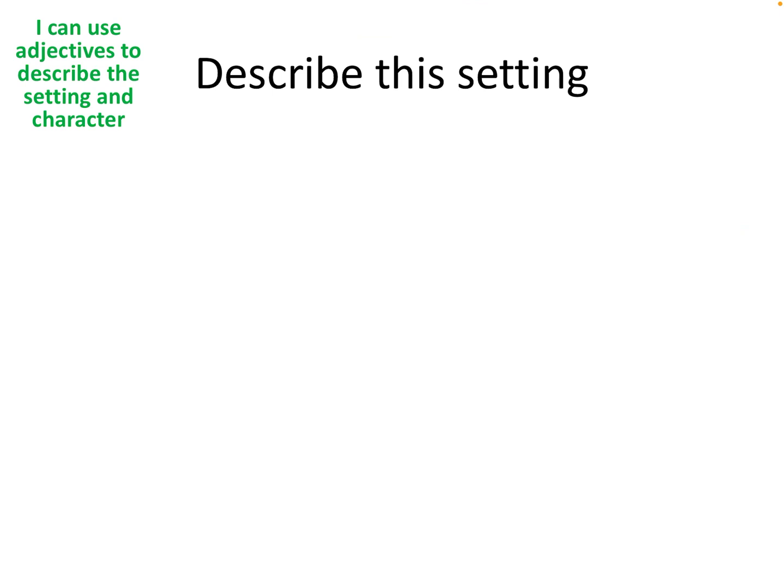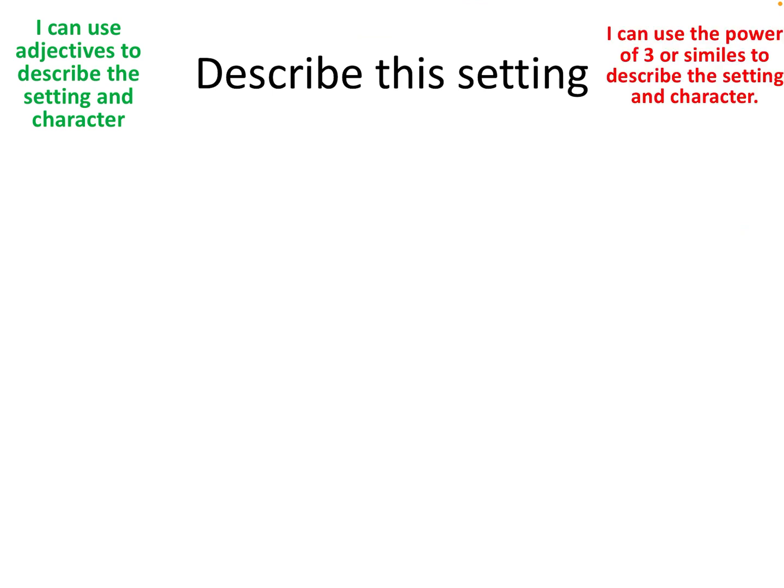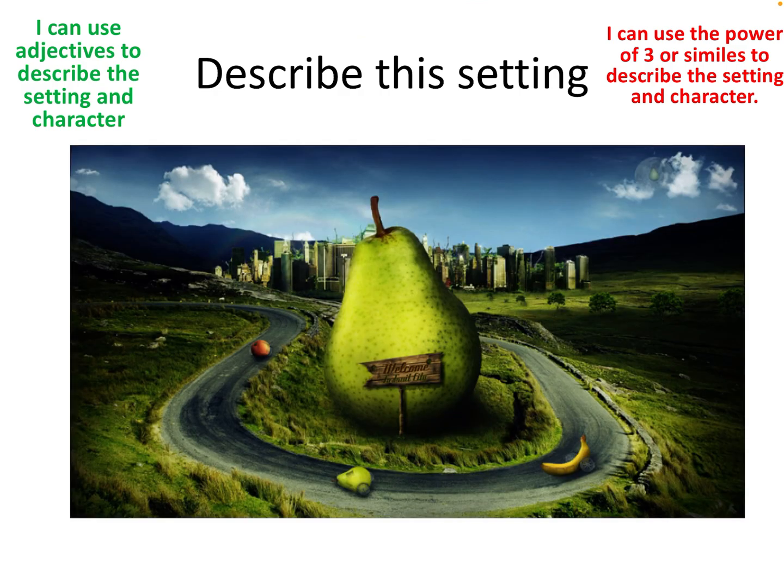So again, you can use adjectives to describe the setting and character, or you can choose a chili challenge and use the power of 3 or similes. This is where Fuzzle lives, and you're now going to write 2 or more sentences to describe where he lives. Pause this video now and write those sentences, and just add them onto the sentences that you wrote about Fuzzle.